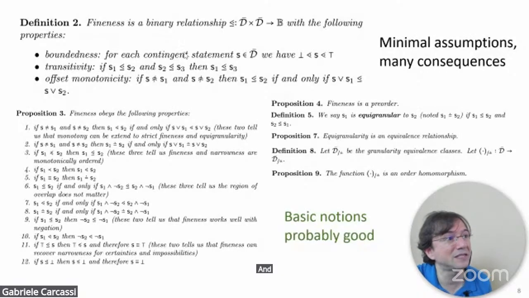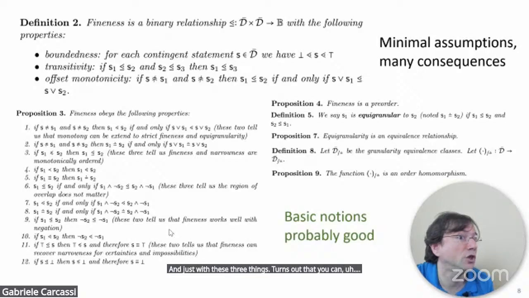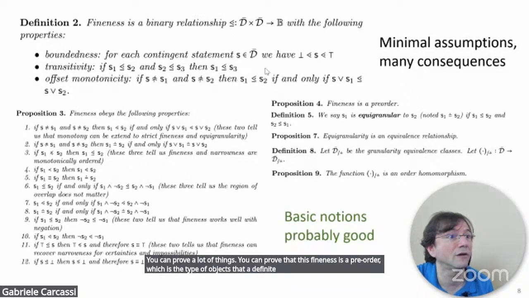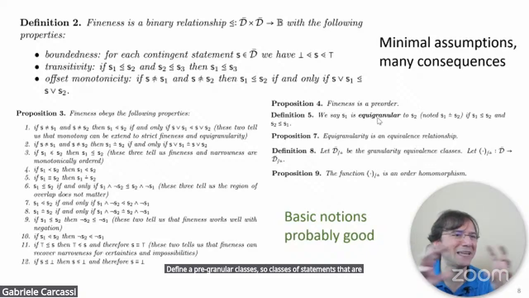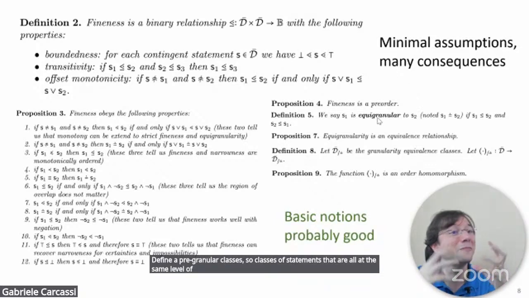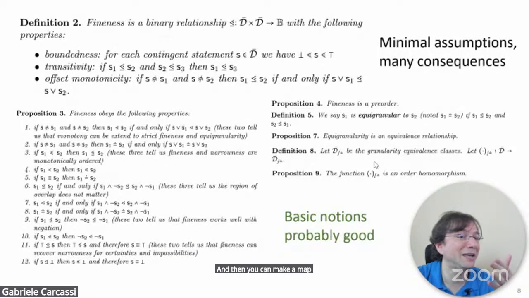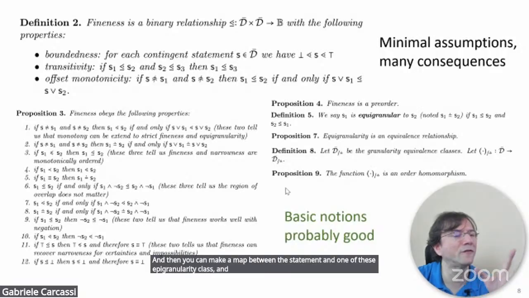And just with these three things, it turns out that you can prove a lot of things. You can prove that this fineness is a preorder, which is the type of object that De Finetti starts with. You can then define equigranular classes, so classes of statements that are all at the same level of information, let's say. And then you can make a map between the statements and one of these equigranularity classes, and this is an order homomorphism, which allows you to do something.